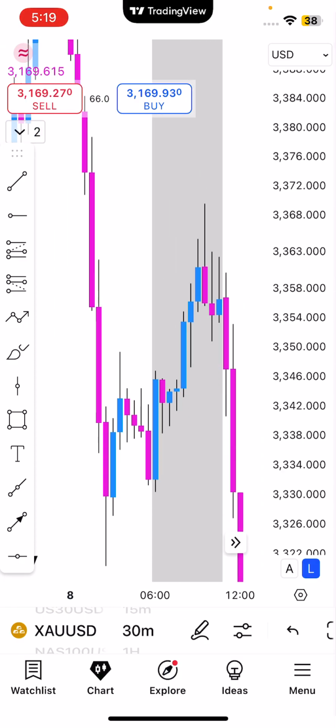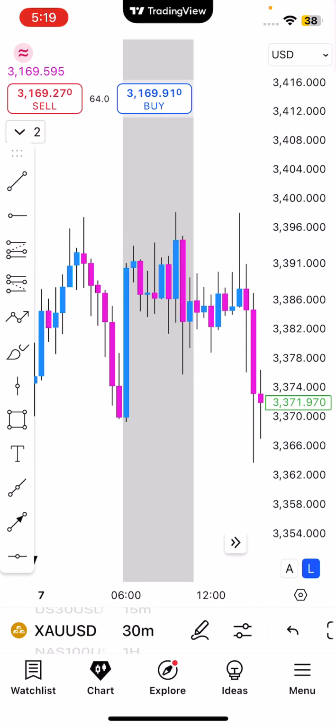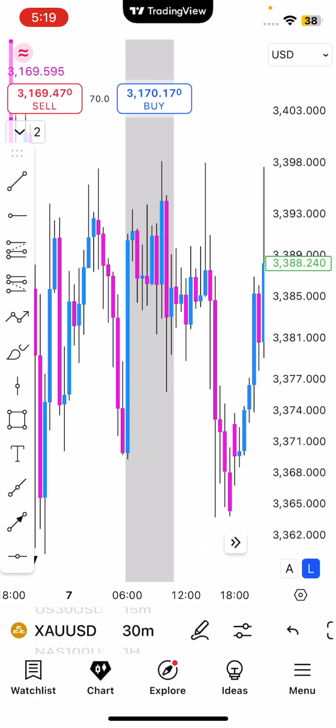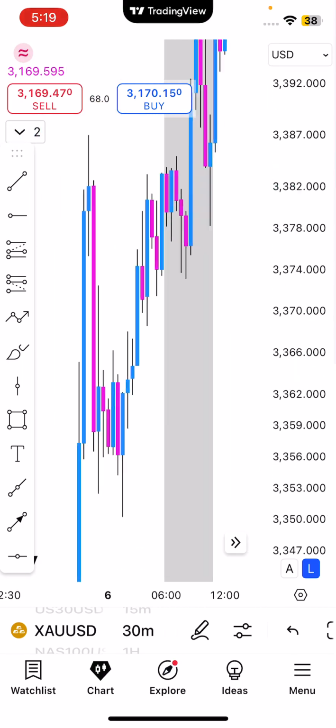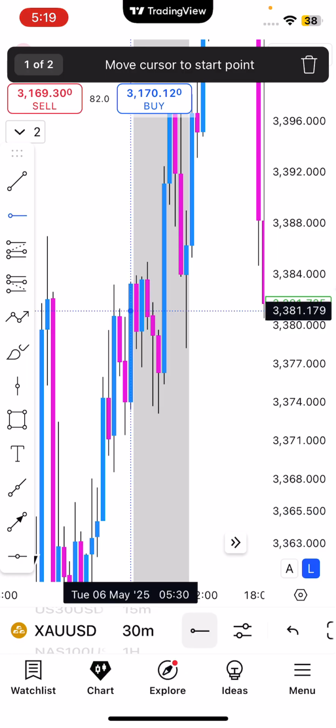Let's see here. It's clear structure, but there's no entry point, so I can't trade that. There's no entry point. There's nothing I can do, right? So here, this is Chop City. I don't trade Chop City. This looks good to me.